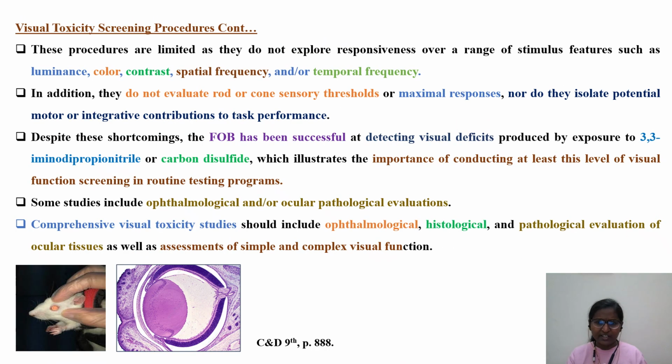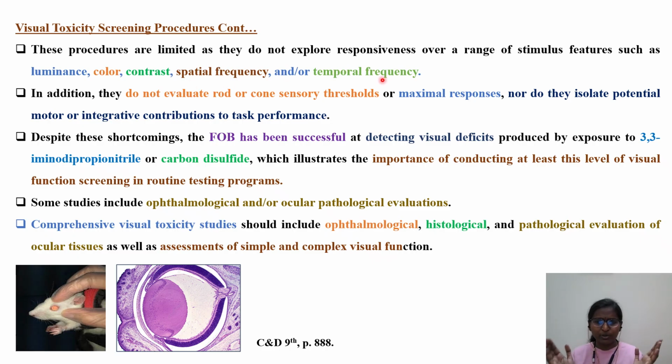So let's see what further information is given in the Klaassen textbook. Under the continuation of this particular paragraph in the textbook on page number 888, visual toxicity screening procedures: these procedures are limited as they do not explore responsiveness over a range of stimulus features such as luminance, how the animal is reacting or responding to luminance, how it is responding to different colors, red, blue, green, like that, and how it is responding to contrast, spatial frequency and temporal frequency.